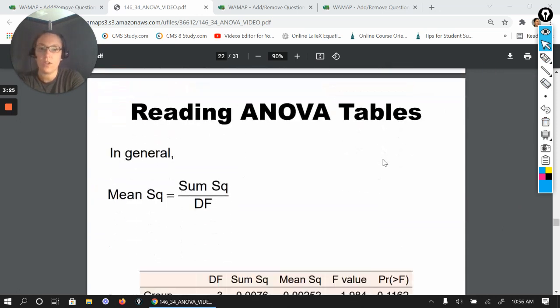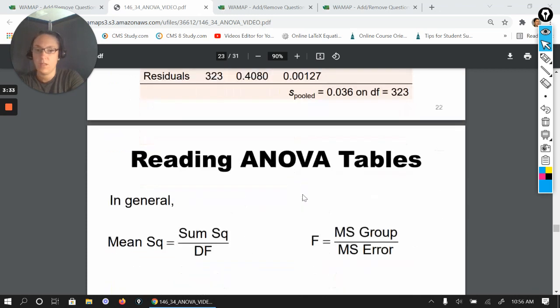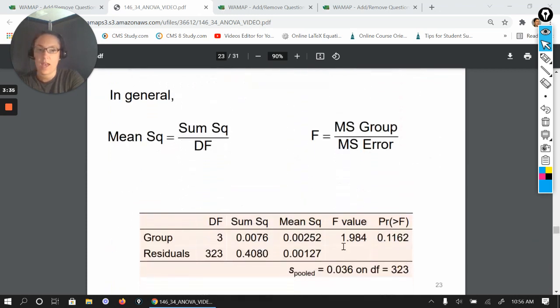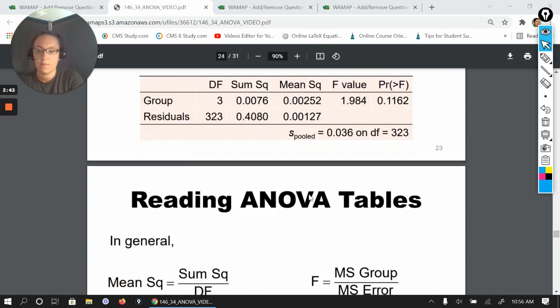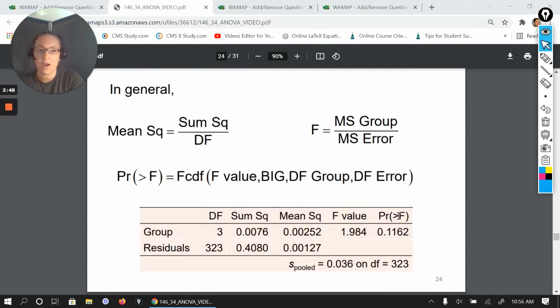So in general, the mean square column is equal to the sum of squares divided by the degrees of freedom. The F is calculated using the mean square from the group divided by the mean square from the error. And we talked about the Pr column, and that is the p-value column. We calculate that using the FCDF command.